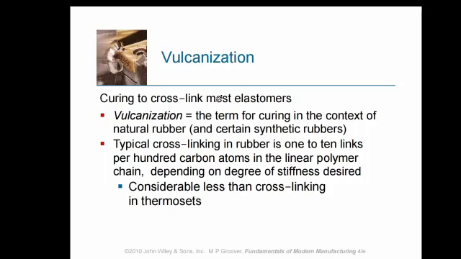Typical cross-linking in rubber is 1 to 10 links per 100 carbon atoms in the linear polymer chain, depending on the degree of stiffness desired. Then considerable, it's less than cross-linking in thermosets.